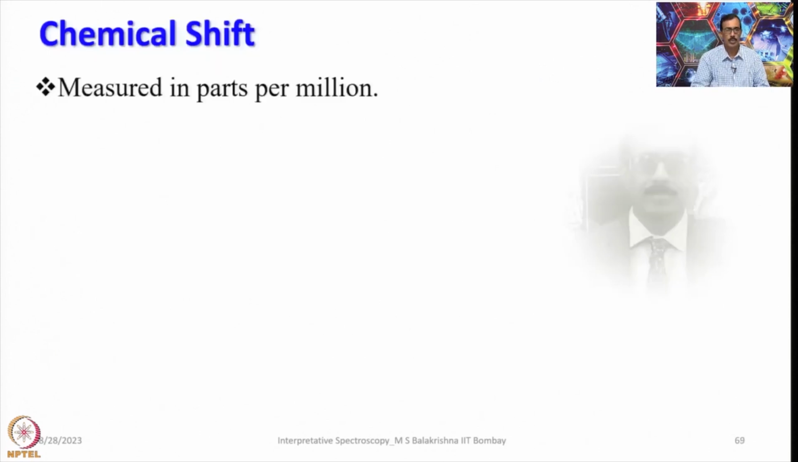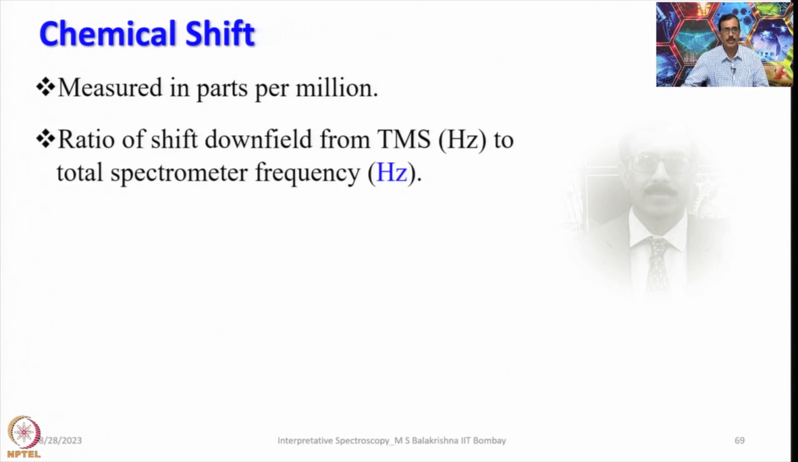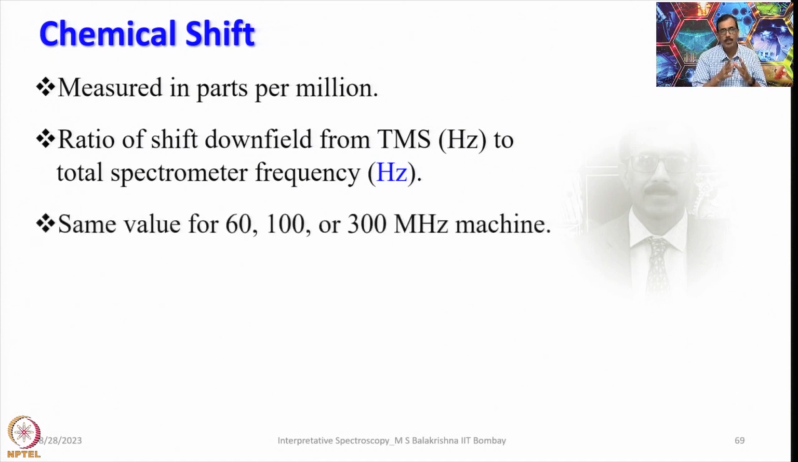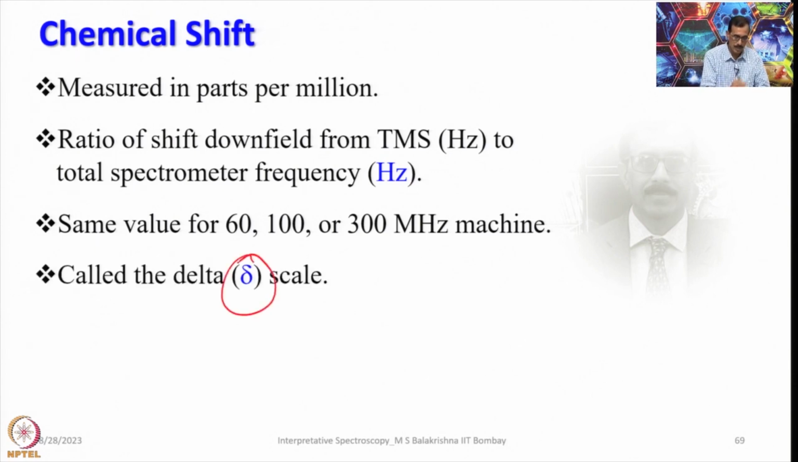Now let's look into the chemical shifts. Whatever signals I showed you are called chemical shifts. For example, for methanol, I showed you 2 chemical shifts, 2 signals: one for the oxygen-bound hydrogen and the other 3 for the carbon-bound hydrogen. These signals are called chemical shifts, and they are measured in parts per million. The ratio of the shift downfield from TMS to the total spectrometer frequency is the chemical shift. We use parts per million because this unit is independent of magnetic field strength. If I say 3.48 for methyl protons in methanol, whether I record the NMR spectrum at 60 megahertz, 100 megahertz or 300 megahertz, it remains the same. That is the reason we measure in ppm. So it is the same value for a 60, 100, 300 or 500 megahertz machine. We call it the delta scale.